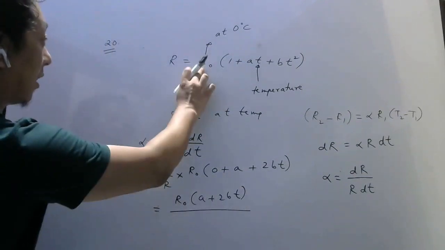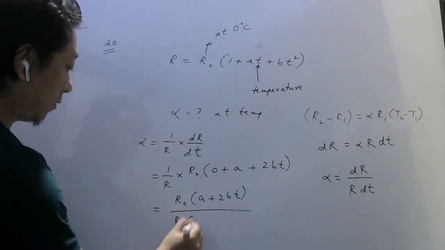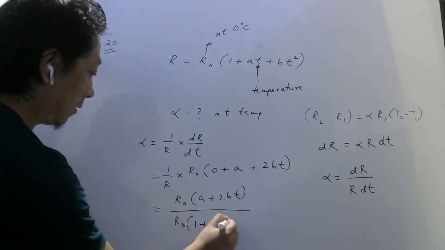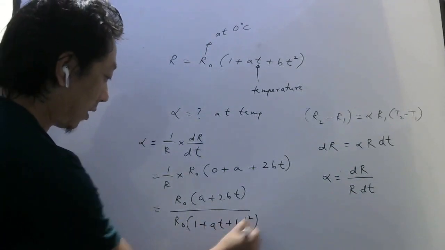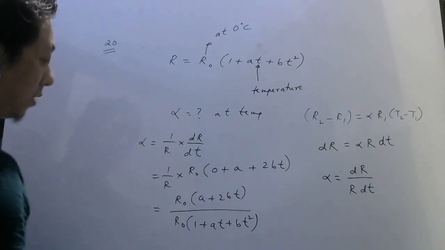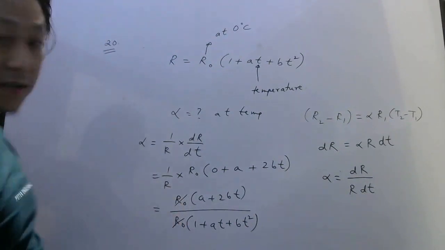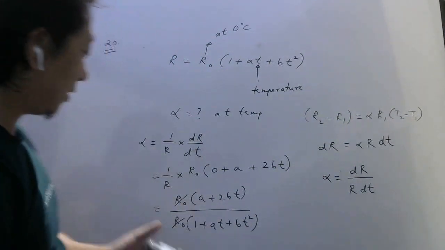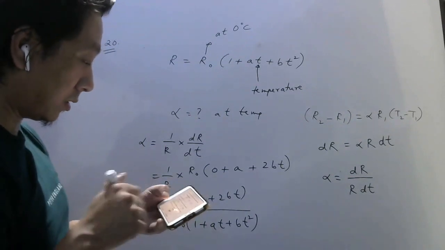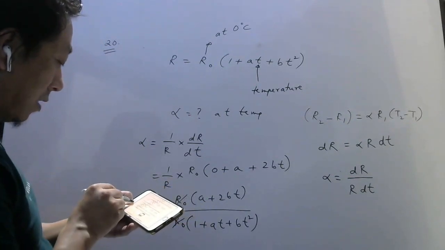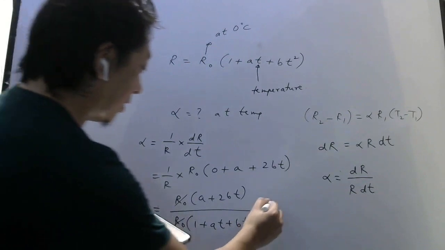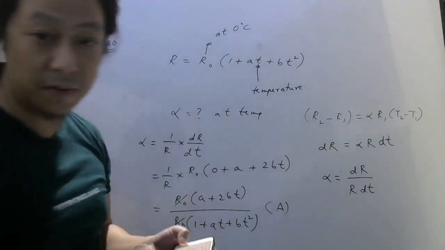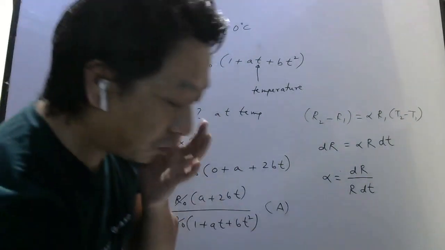And what was your R? R naught (1 plus at plus bt square). This is your R, no? At temperature T. So R naught cancels. So this is the ratio which they want. So what is the answer? (a plus 2bt) by (1 plus at plus bt square). Option A. Okay, fine.